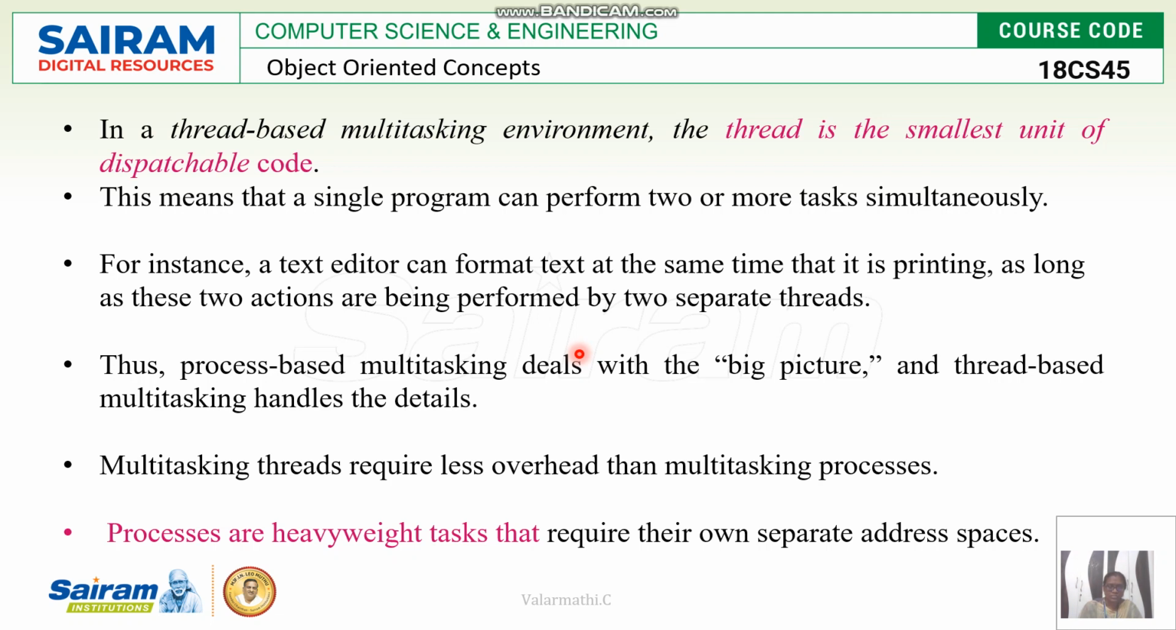But process-based multitasking mainly deals with the big picture of how to synchronize more than one task, how to synchronize more than one process. So it will be the biggest task in the case of process-based. But thread-based is very lightweight, because a thread is nothing but the smallest unit of dispatchable code. So there is no heavyweight processing happening in thread-based. So thread-based tasks are lightweight components and processes are heavyweight tasks.